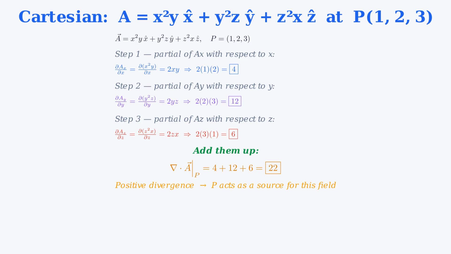Interpretation. The divergence is positive at P. If A were the velocity of a fluid, more fluid would be leaving a tiny box around P than entering. P behaves like a source for this field. If we picked a different point, the answer would change. Divergence is a local quantity.